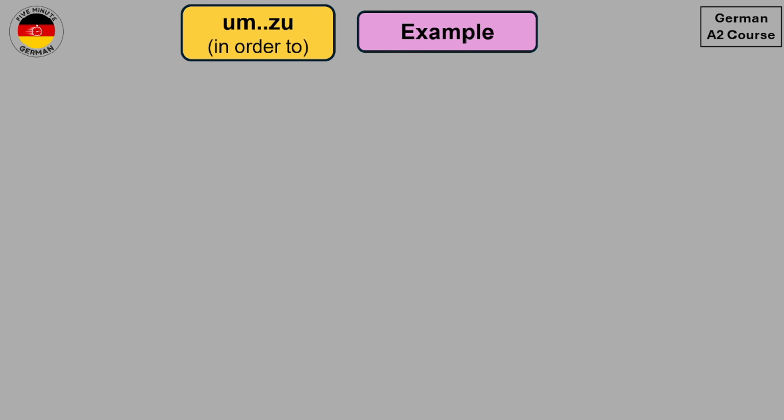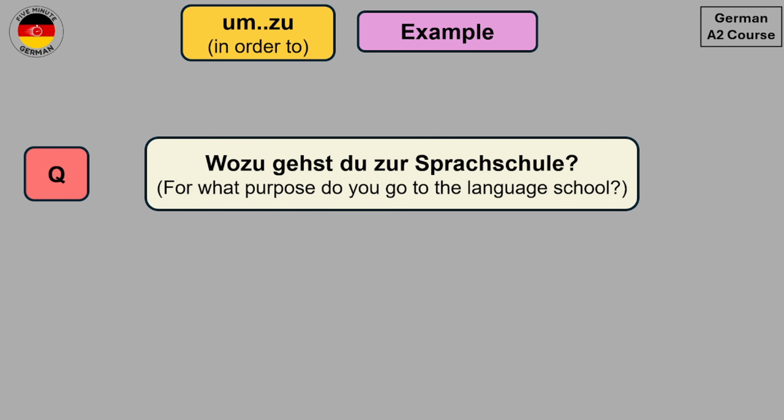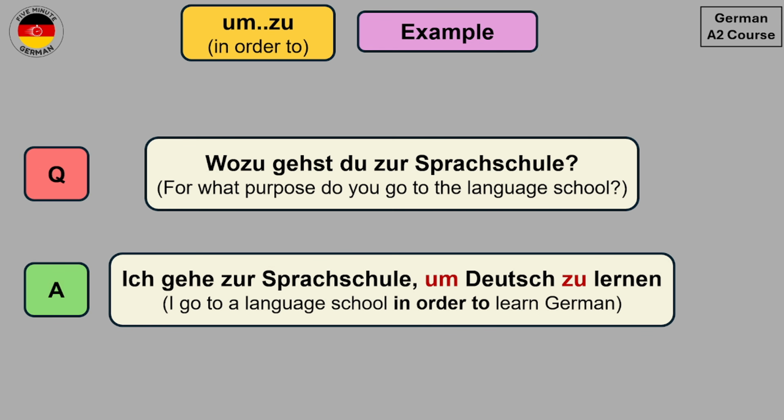So suppose somebody asks you the question, wozu gehst du zur Sprachschule? For what purpose do you go to the language school? Then you can answer it by saying, Ich gehe zur Sprachschule, um Deutsch zu lernen. I go to a language school in order to learn German. So you see that I have used um and zu to answer this question.